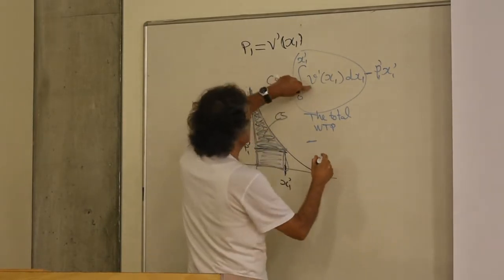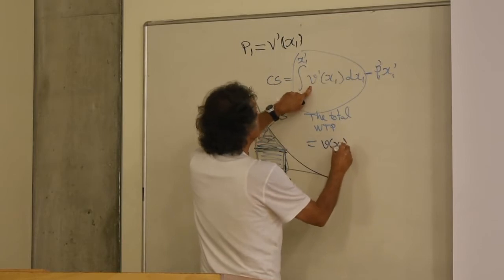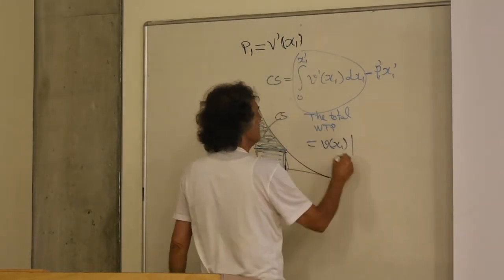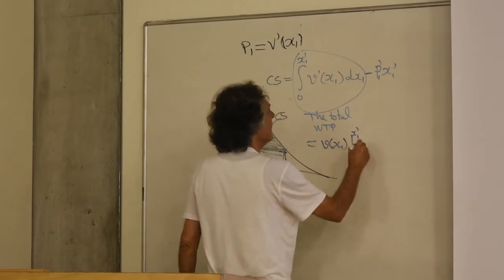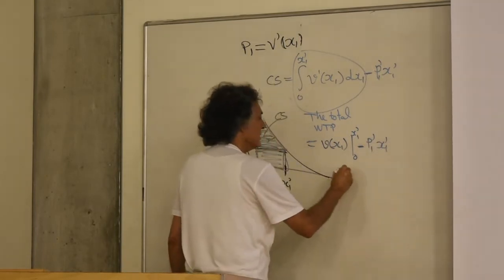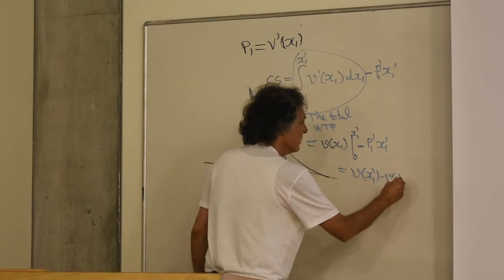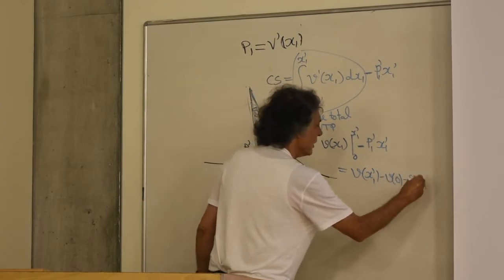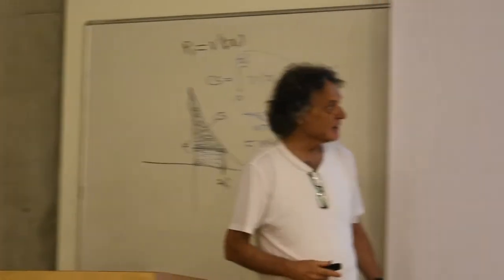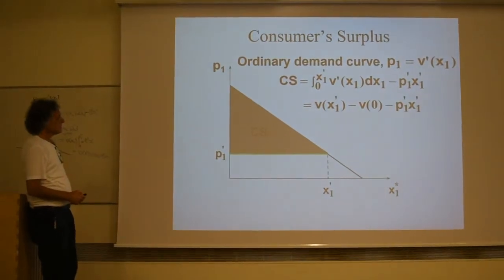So as I said, this is actually V of X1, because the integral of the derivative is the function itself, in between 0 and X1 prime, minus P1 prime X1 prime. And this is actually V of X1 prime minus V of 0 minus P1 X1, both primes. And that's what we're doing. So this is it.